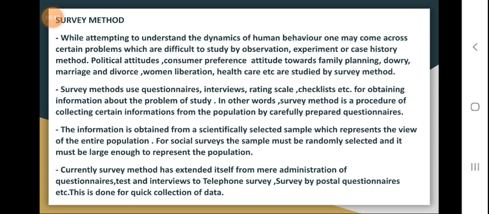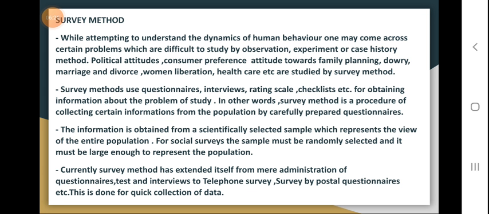After this, next is the survey method. Now children, while attempting to understand the dynamics of human behavior, one may come across certain problems which are difficult to study by observation, experiment or case history method. Political attitudes, consumer preference, attitude towards family planning, dowry, marriage and divorce, women liberation, healthcare, etc. are studied by survey method. Survey methods use questionnaires, interviews, rating scale, checklists, etc. for obtaining information about the problem of study.